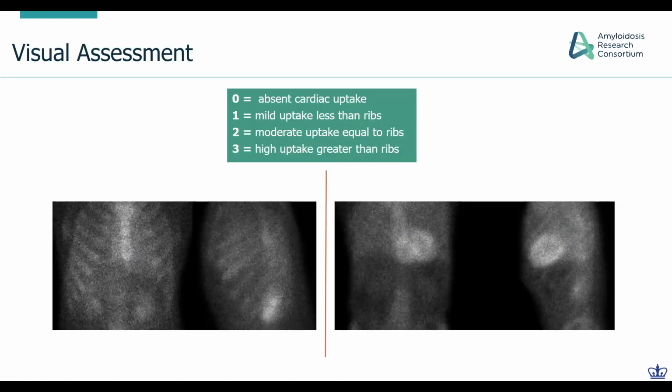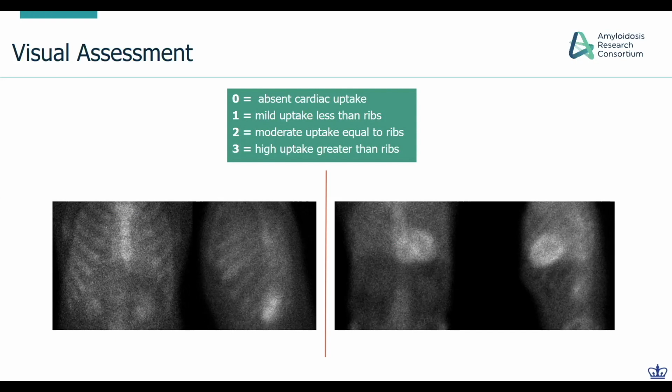Then I'll go over how we interpret the study. The first thing we look at is study quality. On the left side of the image, the first image is the anterior view, and the second image is the lateral view. For quality, we look at whether there's any uptake in the sternum and the ribs. This is a bone-seeking tracer. If you don't see any uptake in the sternum or the ribs, that means the study quality is poor and you cannot interpret the study for amyloidosis.